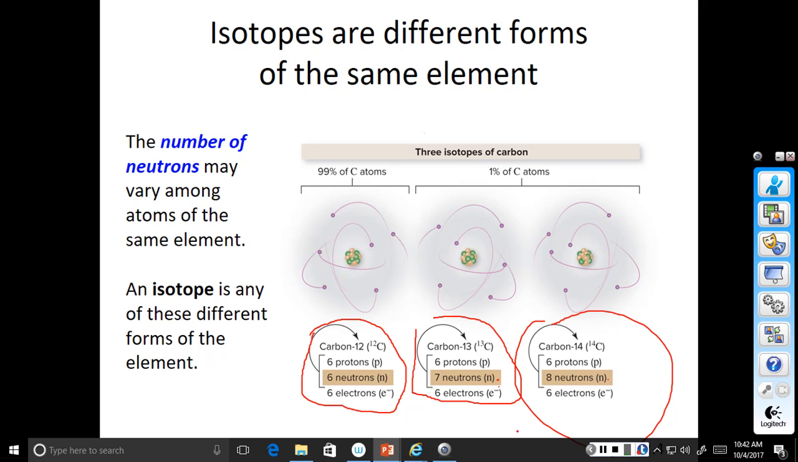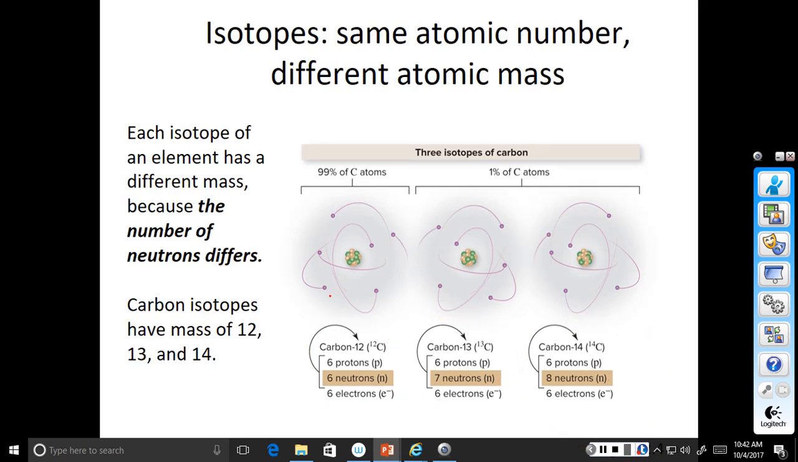These are called isotopes of carbon. And yes, 99% of carbon atoms are carbon-12. 1% of carbon atoms are carbon-13 or carbon-14. So we refer to these as isotopes of carbon, different forms of the same element. They all have the same atomic number, right? The atomic number is 6 for all of them because they're all carbon, but the mass numbers will be different. Carbon-12 will have a mass of 12, carbon-13 will have a mass of 13, carbon-14 will have a mass of 14 because it's got more neutrons, it's heavier.